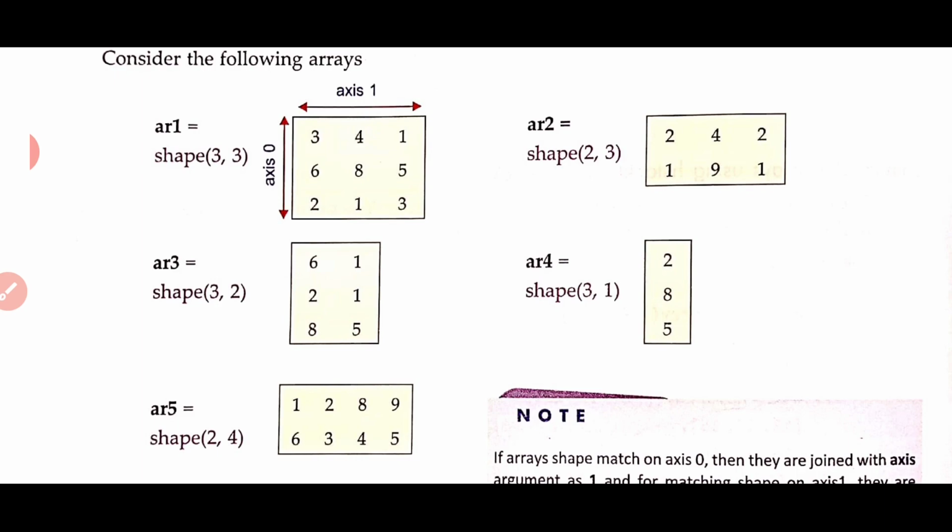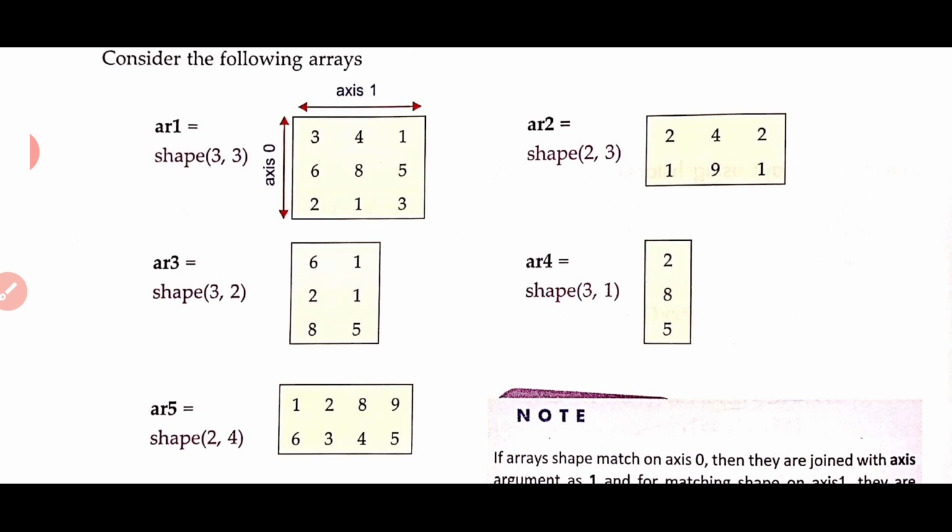Next one is AR2 is equal to 2, 4, 2, 1, 9, 1. Here the shape of array AR2 is equal to 2 comma 3, meaning 2 rows and 3 columns. AR3 has elements 6, 1, 2, 1, 8, 5. The shape of AR3 is equal to 3 comma 2, meaning 3 rows and 2 columns.